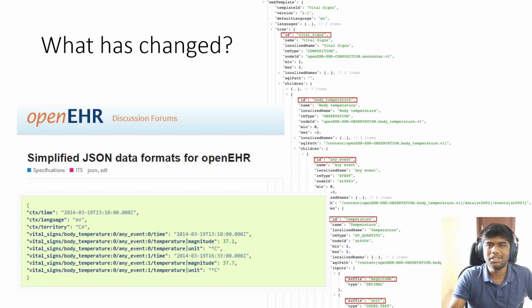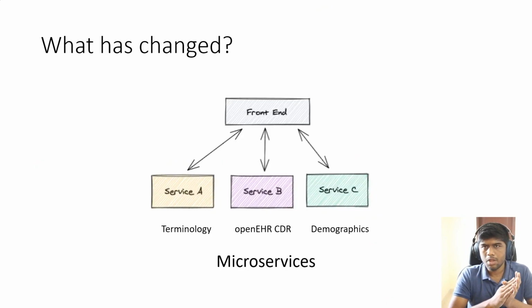So what has changed from then? Firstly, making a composition has become much simpler now, thanks to simplified JSON formats, especially the flat format, and there is almost universal coverage, including EHRbase, which supports flat forms right now. And the backend has gotten much more complex. You have a lot of services and microservices running, and your application needs to talk to all of them. So the backend has changed dramatically.